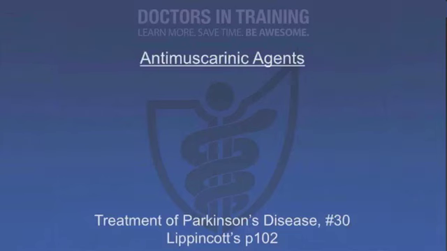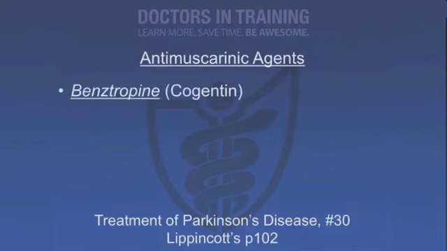We'll talk about one more class of drugs used to treat Parkinsonism, and these are the antimuscarinic agents. So these include benztropine. There's a mnemonic, park your Benz, like park your Mercedes-Benz. You can remember that benztropine is used for Parkinson's disease.